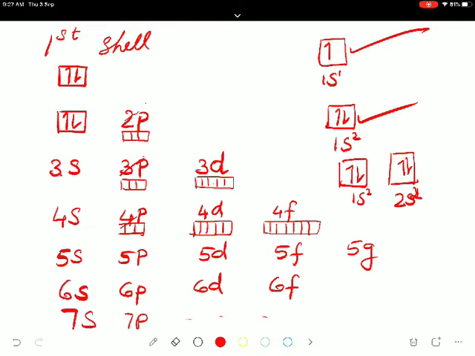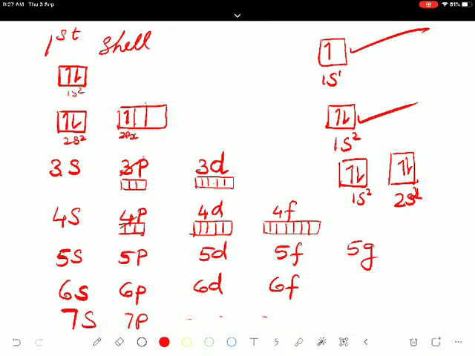Boron, in the case of boron, 2p I am changing into boxes. How many boxes are there? 3 boxes are there. Like this. So 1s2, 2s2, 2px1. Yesterday I told you, when there are degenerate orbitals, first one electron gets filled. After that only the pairing starts according to Hund's rule of maximum multiplicity.